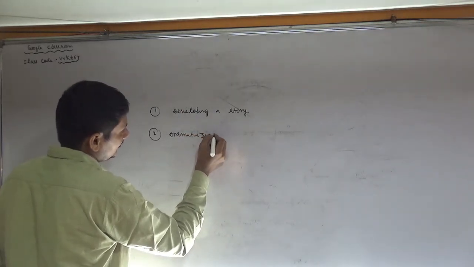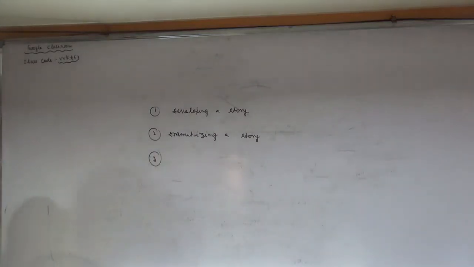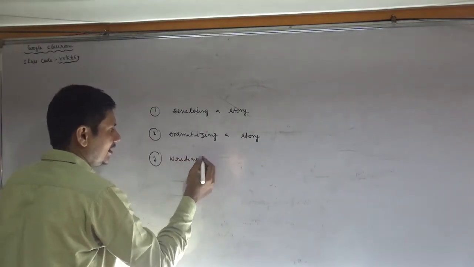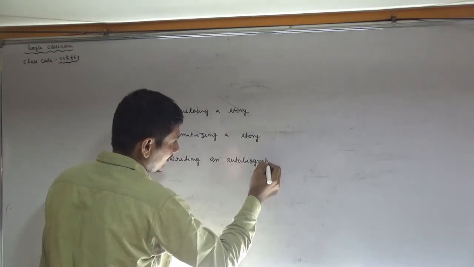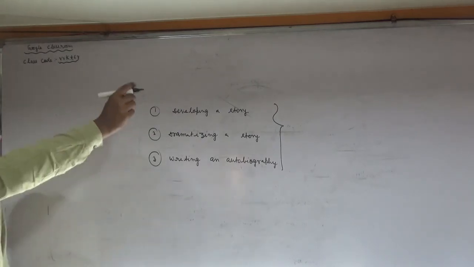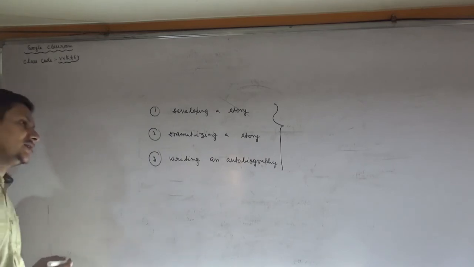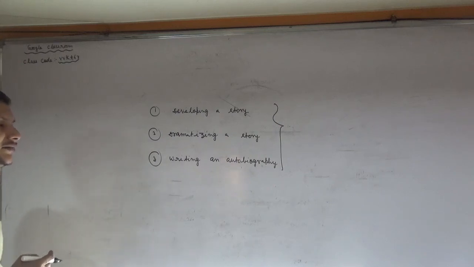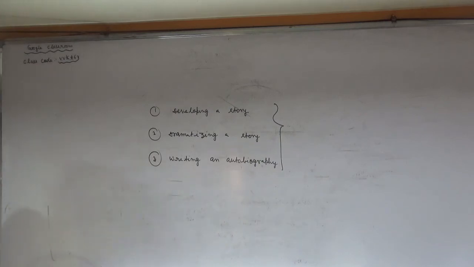And third one is writing an autobiography. These are the three topics that we have to do in our project work. It totally depends upon your class teacher, and the class teacher will give you the particular topic and you have to cover that topic in your project work. After covering these topics, definitely you will be awarded 20 marks by your subject teacher.